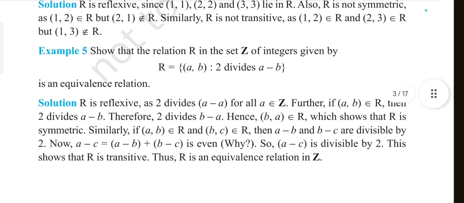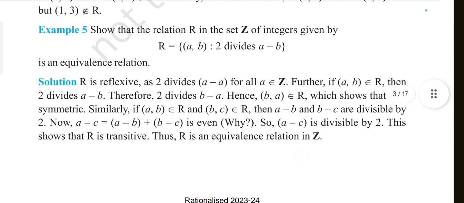Example number 5. Show that the relation R in the set Z of integers given by R equals {(a, b): 2 divides a minus b} is an equivalence relation. Solution: R is reflexive as we know that 2 divides a minus a for all a belonging to Z. Further, if (a, b) belongs to R, then 2 divides a minus b, therefore 2 divides b minus a, hence (b, a) belongs to R, which shows that R is symmetric.